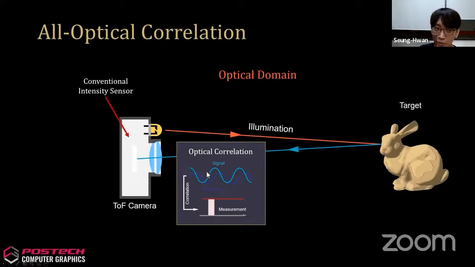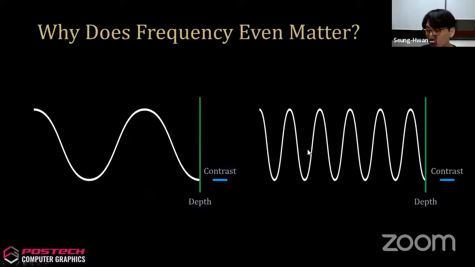This allows us to use a conventional intensity sensor instead of the specialized PMD sensor, which will make our method practical by making use of truly advanced sensor technologies for intensity sensors. Then this gives us the true advantage of using optical modulation and optical correlation, and this allows us to increase the modulation frequency of our illumination.